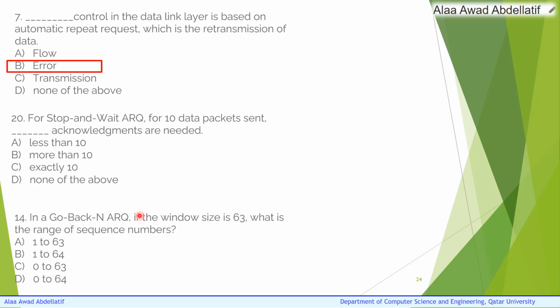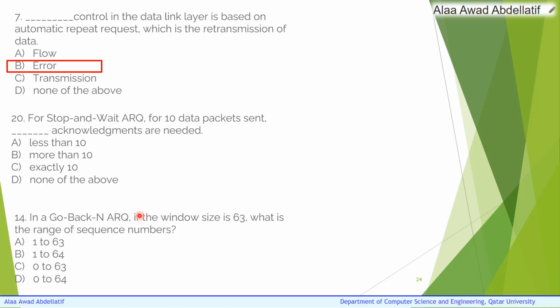For stop and wait automatic repeat request, for 10 data packets sent, how many acknowledgements do I need? If I send 10 frames or 10 packets, how many acknowledgements am I waiting for? Or in go-back-N? No, it is less than 10, not mandatory. I might receive 10, that's normal, but it is not mandatory.